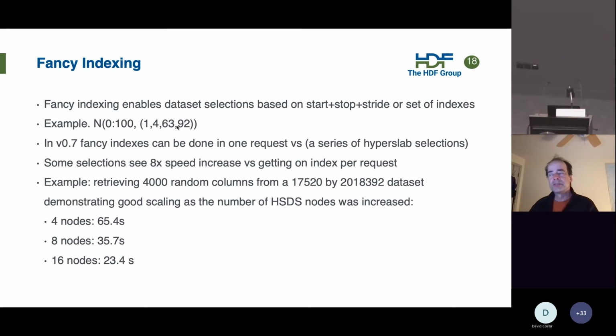And also we see good scaling as the number of nodes in the server increases. Here I had a test case where I'm taking 4,000 columns from a 17,000 by 2 million size data set with 4 HSDS nodes. That took 65 seconds. If I go up to 8 nodes, it's 35 seconds, and 16 nodes is 23 seconds. So again, it's one request retrieving 4,000 columns from this rather large data set. And every time I increase the size of HSDS, I get almost a doubling of the performance.